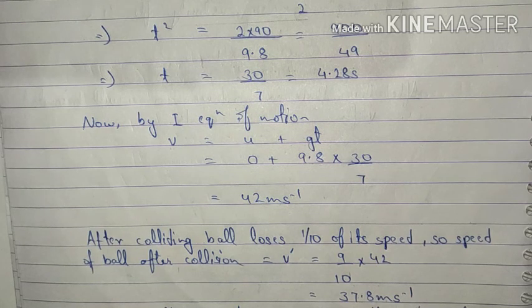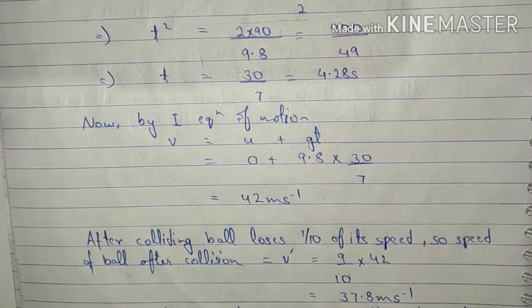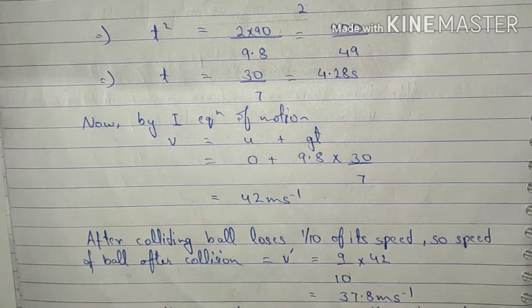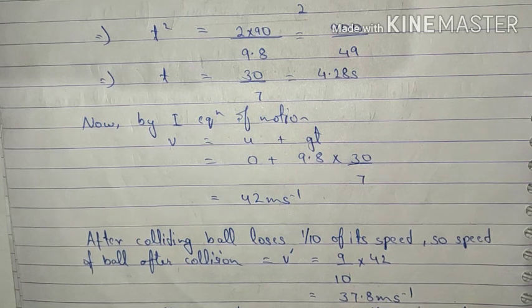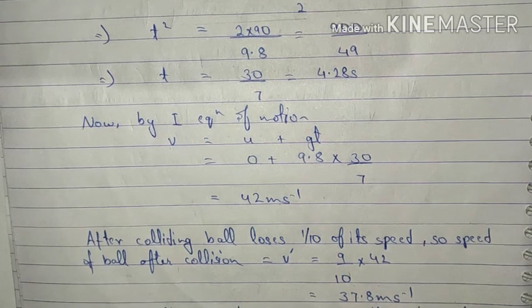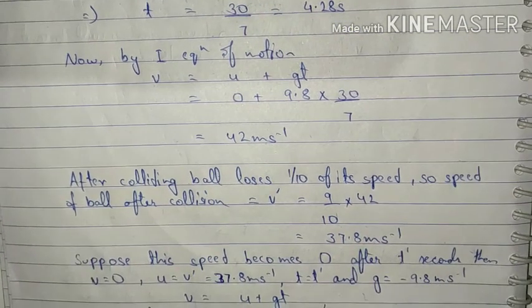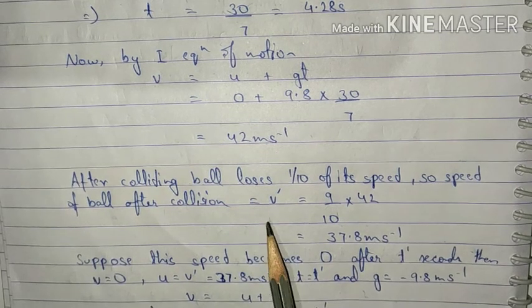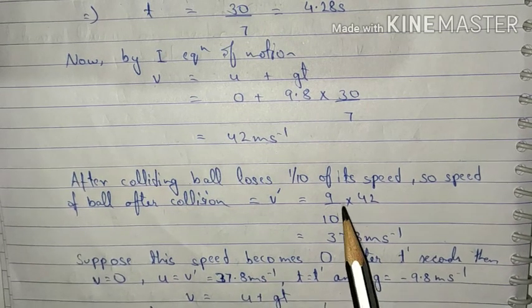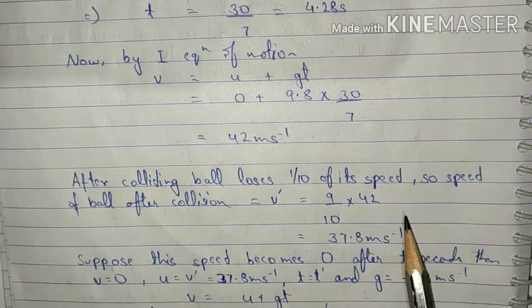That means when the ball was going to strike the ground for the first time, its speed just before hitting the ground was 42 meters per second. As soon as it hit the ground, it loses 1/10 of its speed. So what will be its speed once it hits the ground? Let us consider the new velocity that will come after hitting the ground as v dash. So we can write v dash = 9/10 into 42.